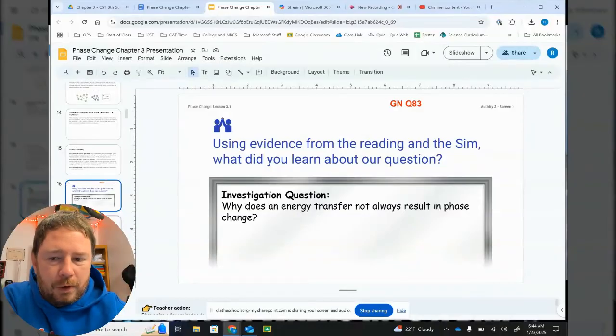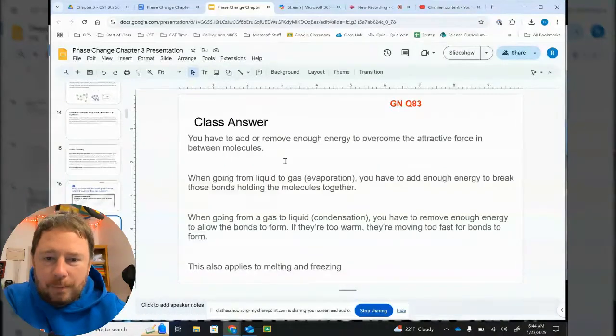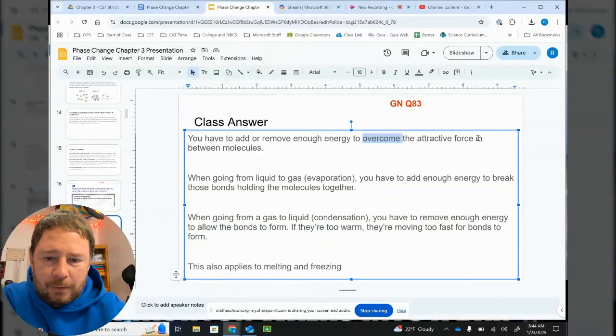Okay, so you should have already come up with your own answer for that. Next, we have our class answer. So you have to add or remove enough energy to overcome the attractive force in between molecules. So when going from a liquid to a gas, which is evaporation, you have to add enough energy to break those bonds holding them together. When going from a gas to a liquid, which is condensation, you have to remove enough energy to allow the bonds to form. If they're too warm, they're moving too fast for bonds to form.